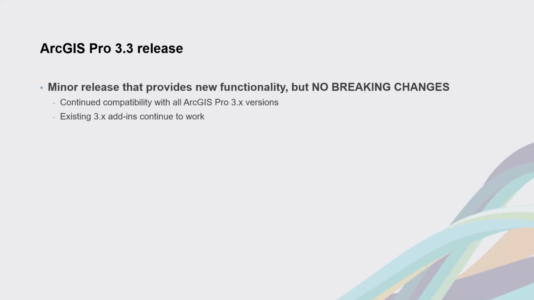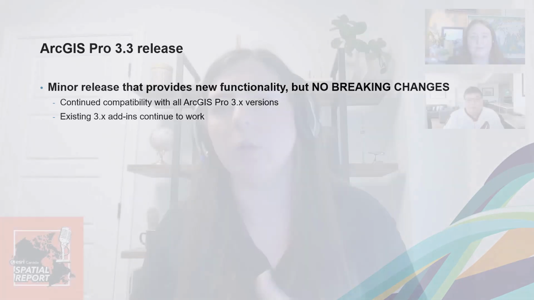Just one more little thing for anyone who's looking to update. Is there anything that they should know about the software before they do? Yeah, so this is a minor release that provides new functionality but no breaking change. So your ArcGIS Pro 3.x projects are compatible and your 3.x add-ins will work. So another thing to note is that your 3.x projects and add-ins are not backwards compatible with ArcGIS Pro 2.x versions. So that's something just to remind yourself.